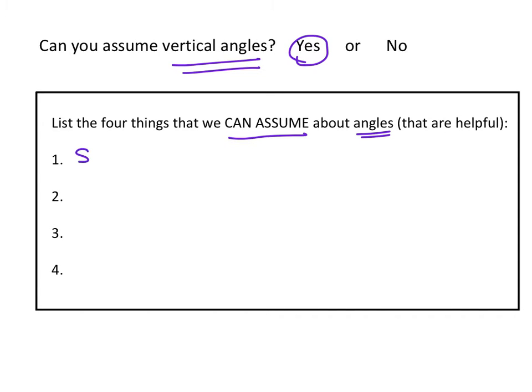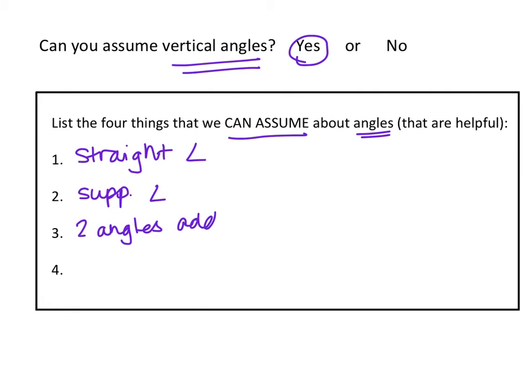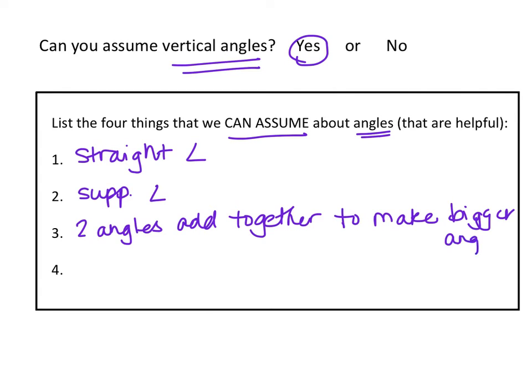First, you can assume a straight angle. Remember, that's just a straight line. You can assume supplementary angles. Those come from your straight angles. You can assume that two angles add together to make a bigger angle. And you also can assume vertical angles. That's our newest one.